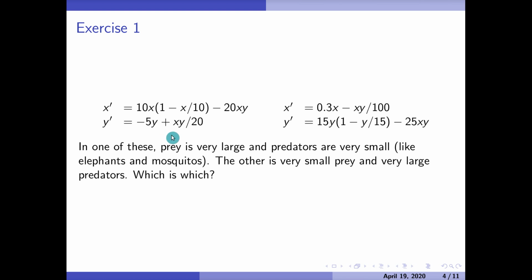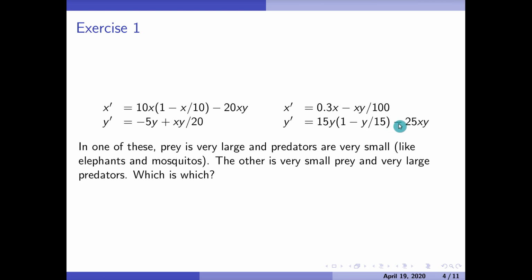So I just wanted to talk about one exercise in the set of homework that I'm going to be giving you. Here are two systems. You'll notice that it's a little bit different than the one we talked about because there's a logistic growth equation here for the two populations. And so here we have one set of predator prey, and here we have another set of predator prey.